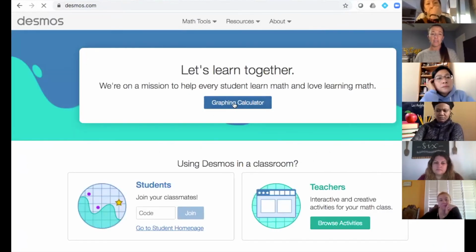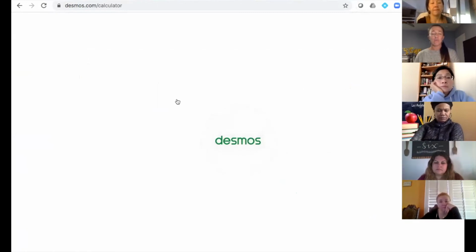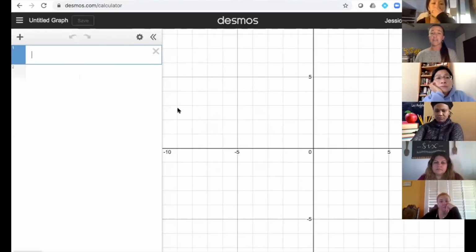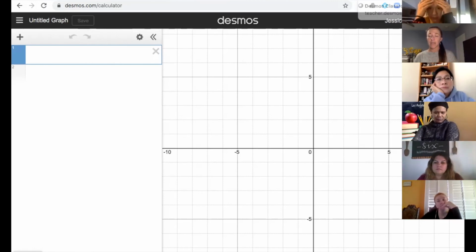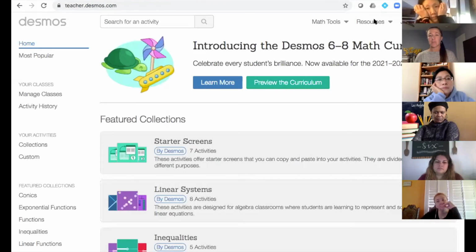So you can launch this graphing calculator, great tool for students. This is actually also the platform that students will have access to on the SBAC, the Desmos interface. So if you're looking for the interface that you would like to invest in, in terms of what students would be familiar with in SBAC, Desmos is your calculator.